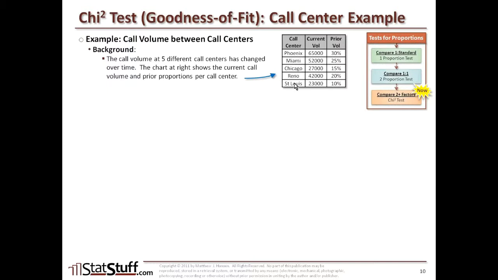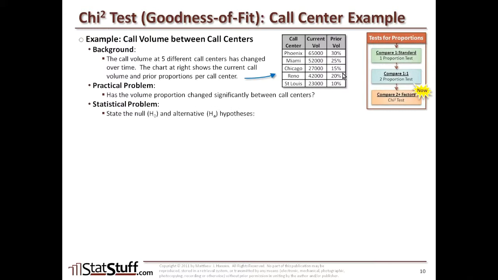Across these 5 different call center locations, their current volume is reflected here. The prior volume, or the prior proportion that they had, were these percentages. So we'll type this data into our data sheet within Minitab. For the practical problem, what we want to ask ourselves is, has the volume proportion changed significantly, or at least is there a statistically significant change, between the different call centers?